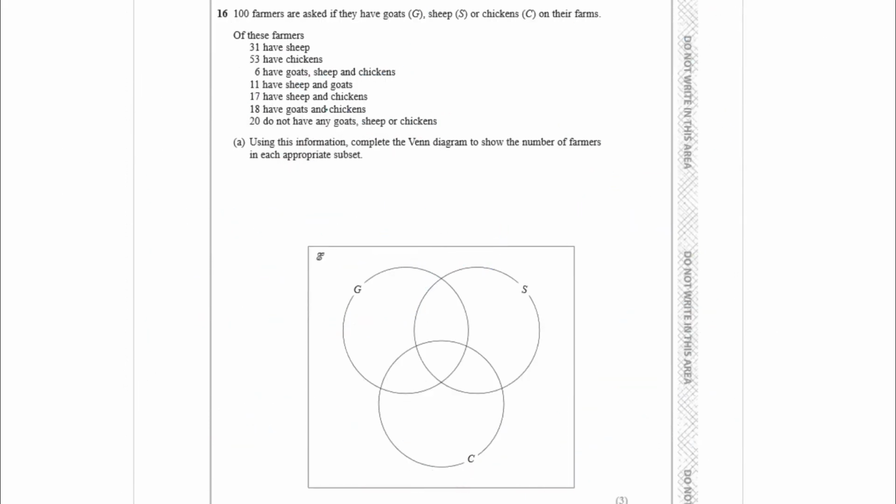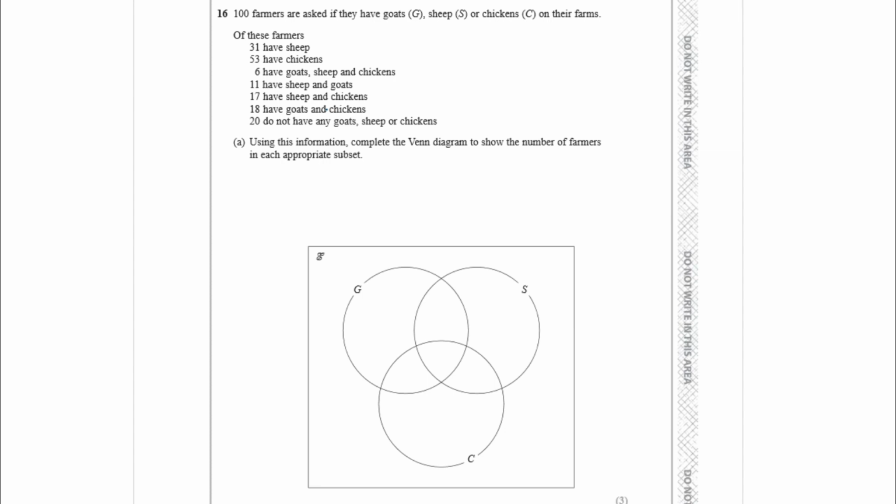Moving on to question 16 here, we have 100 farmers. This looks like a Venn diagram question, which is great. We should be able to do this as long as we fill in the circles. 100 farmers have either goats, G, sheep, S, or chickens, C, on their farms.